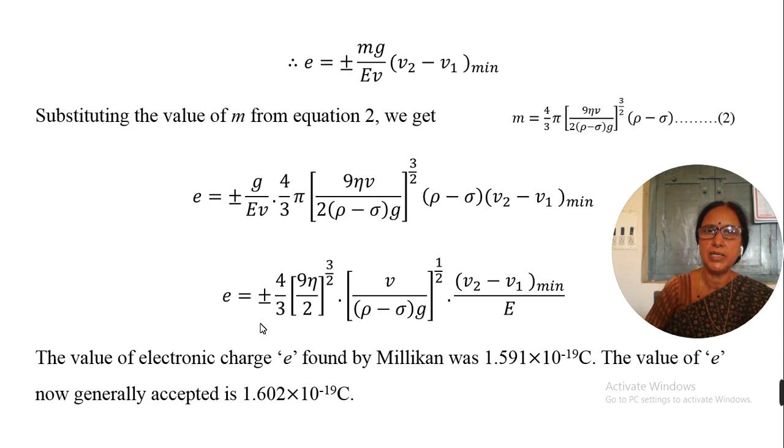Not only Millikan has done the experiment for the determination of E, many other scientists have also done it, and nearly the same value was obtained by all of them. So the universally accepted value for the charge of the electron is 1.602 into 10 raised to minus 19 coulomb. So this is all about the determination of the charge of the electron by the Millikan oil drop method. Thank you.